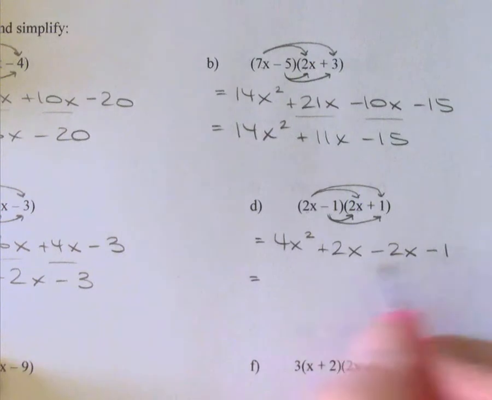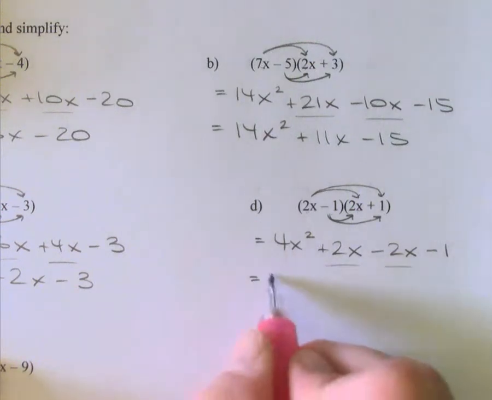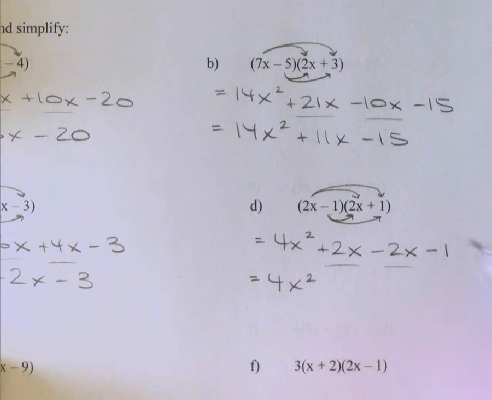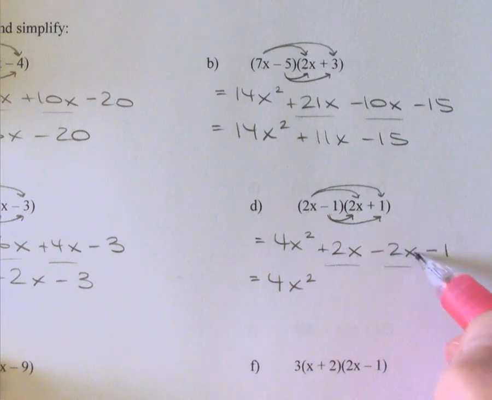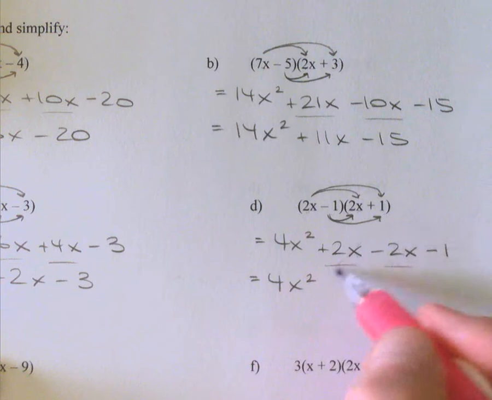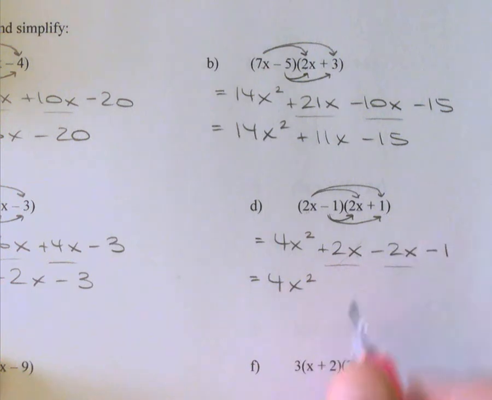And now I can add the like terms. So I have 4x squared. And in this case, plus 2x minus 2x makes 0x. So I actually don't need to write it down. They actually cancel each other out. So I'm left with 4x squared and minus 1.